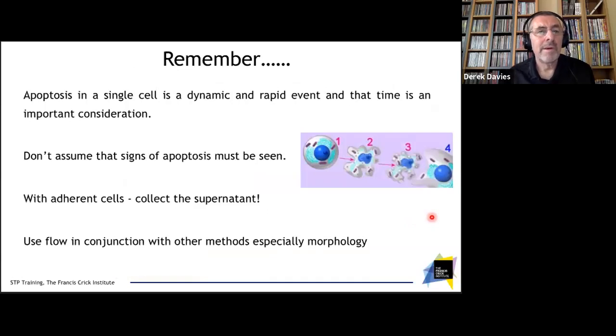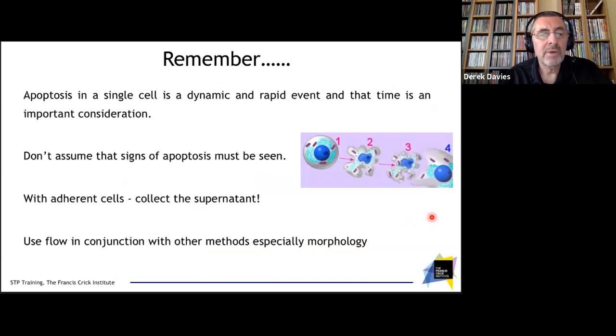So what should we remember when we're doing an apoptotic experiment? Well, we should remember that within an individual cell, once the cell has decided to enter apoptosis, it goes through apoptosis very quickly, generally sort of 15 or 20 minutes. And there are some great time-lapse videos on YouTube that show cells going through apoptosis.